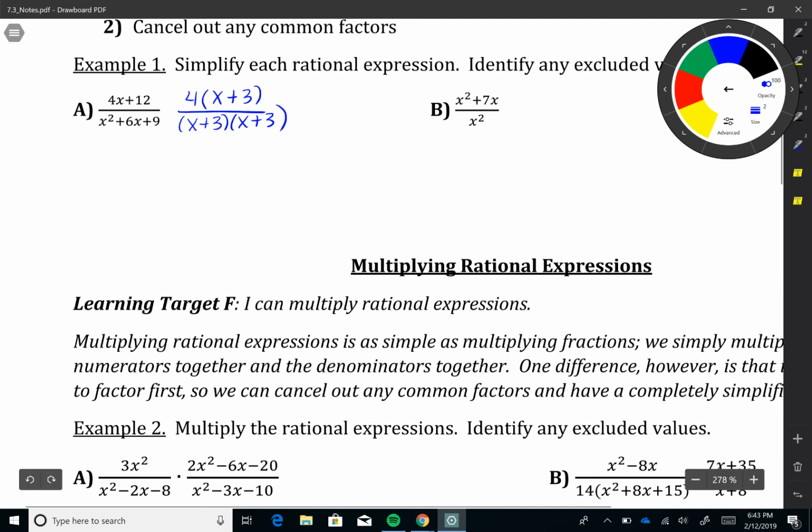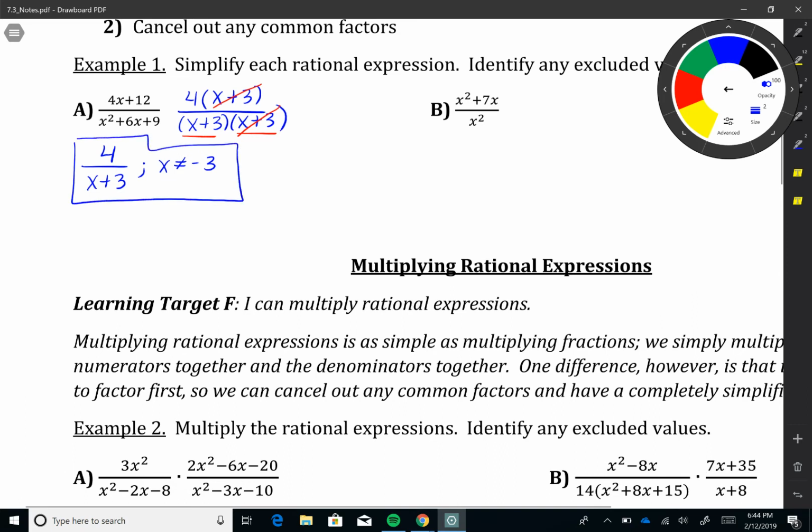Now we can see that the numerator has one factor of x plus 3, while the denominator has 2. So we can only cancel out 1. And what we are left with is 4 over x plus 3. Now, to identify our excluded values, we look at the original expression and find the zeros of that denominator. Because both these factors were the same, the only value that would make them equal 0 would be negative 3. So x cannot equal negative 3. So we just have one excluded value in that case.